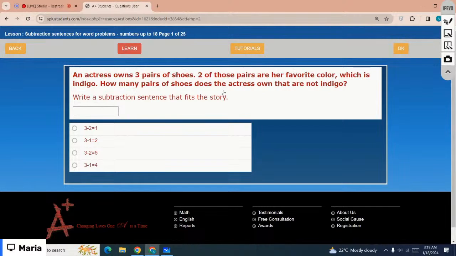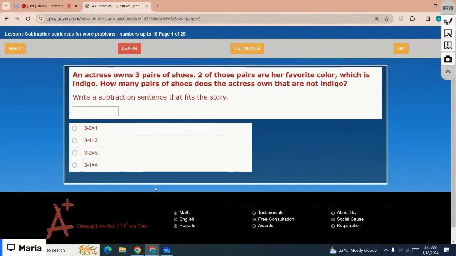So the subtraction sentence always involves the numbers that are in the question. So in the question you have 3 and 2. So that would be 3 minus 2, right? So 3 minus 2 is, the correct option is 3 minus 2 equals 1. That is option number 1. Got it?